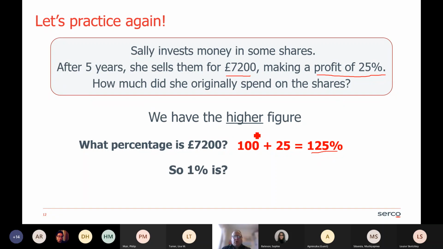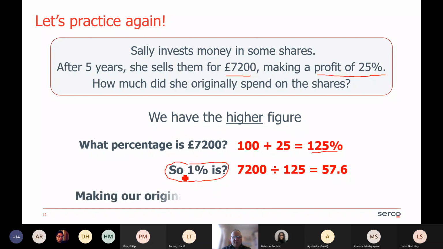We know that 7,200 is 125%. We want to split that into 1% chunks. So all we do is take our figure and divide by that 125. Brilliant, few people got that, which gives us a figure of 57.6. And once again, we now know what our 1% figure is.